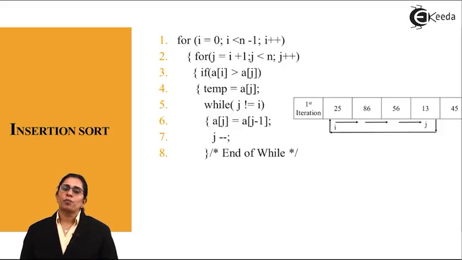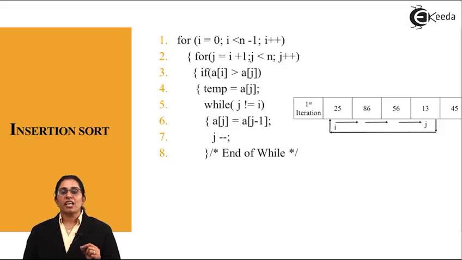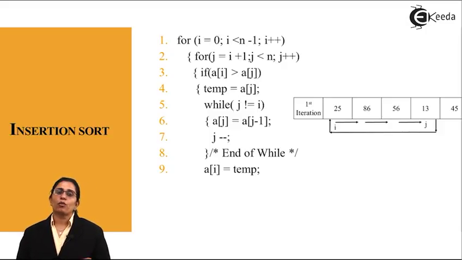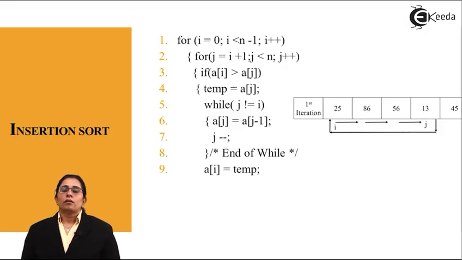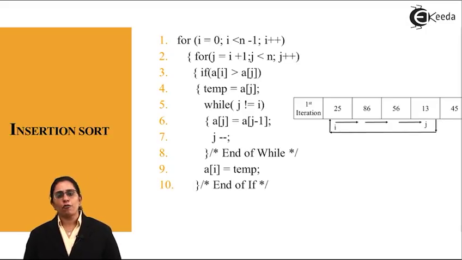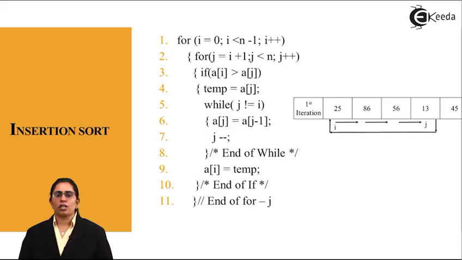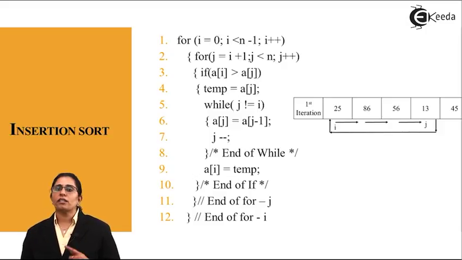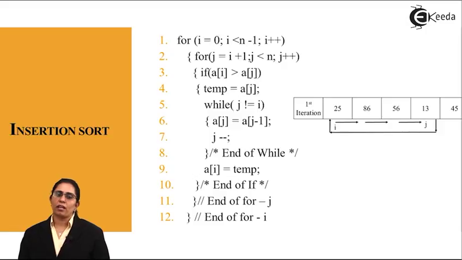When we come to the while loop, the condition is satisfied. J is equal to I, so it comes out of the loop. After coming out of the loop, we observe that 13, which we stored in a temporary location, is now moved to the location a of I. So a of I gets a value of 13. Now end of the if, end of the for loop for j, and end of the for loop for I. This is how the first iteration is performed, and all other iterations for insertion sort will be performed the same way.